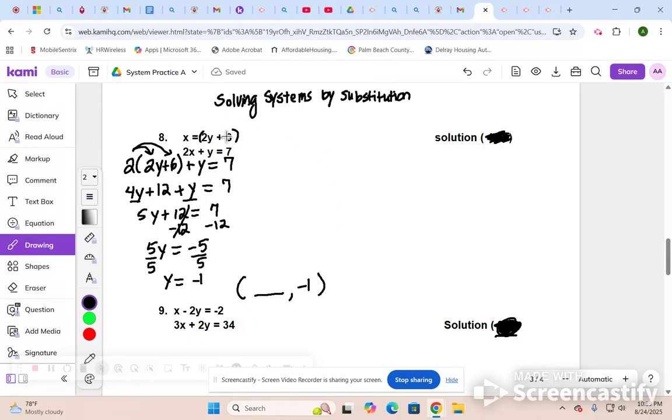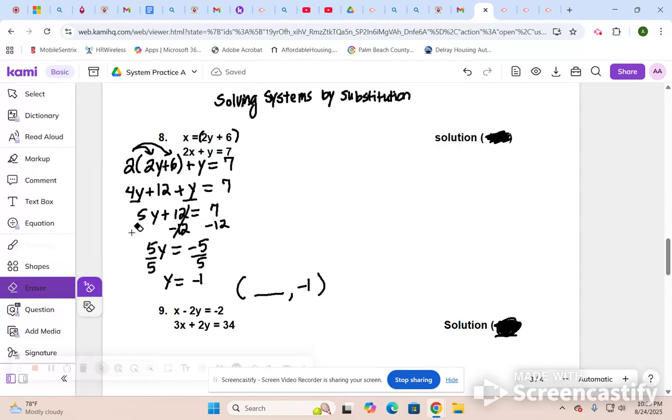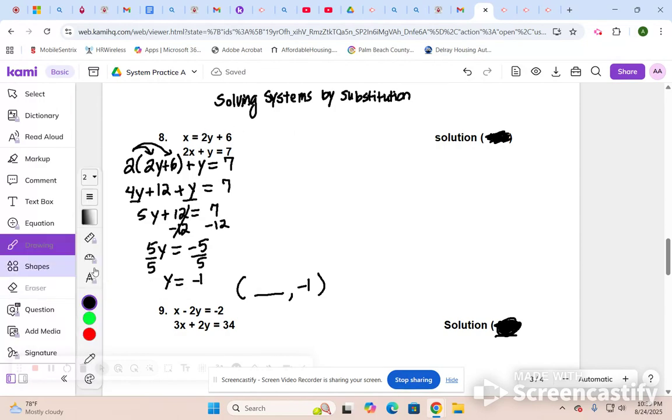Okay, we can go to the top equation. Let me erase the parentheses. We don't need them now. And let me copy it. x equals 2. Let me replace y with negative 1. Add 6 to find what x is. So that's negative 2 plus 6, x equals 4. So that means the value of x is 4.